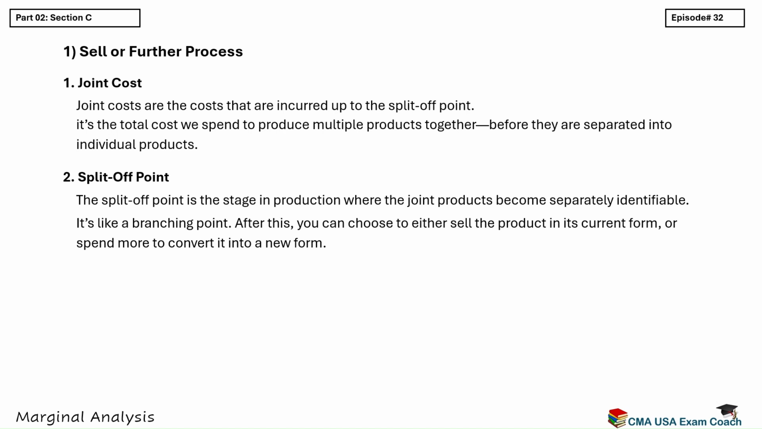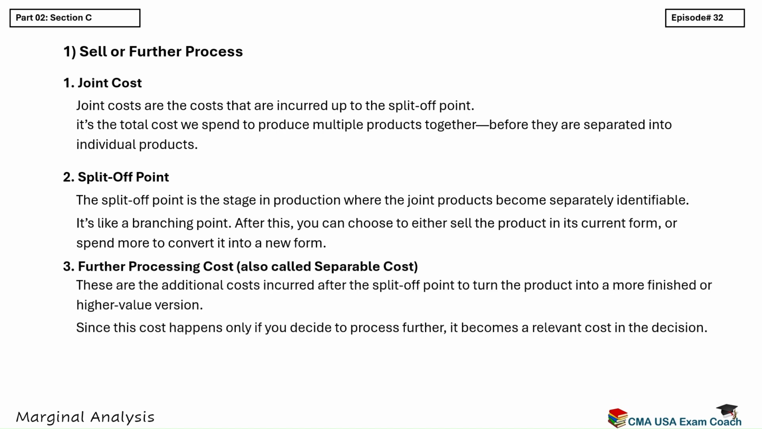Third, further processing cost, also called separable cost. These are the additional costs incurred after the split-off point to turn the product into a more finished or higher value version. Since this cost happens only if you decide to process further, it becomes a relevant cost in the decision. If you decide to sell the product as is, you can avoid this cost entirely. So, these costs are not sunk. They're future, avoidable, and relevant. Exactly the type of costs marginal analysis focuses on.